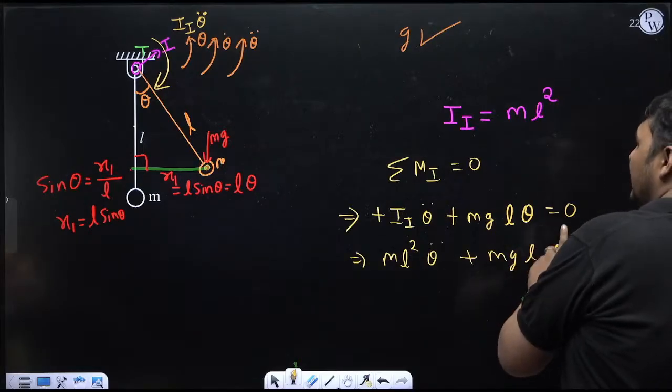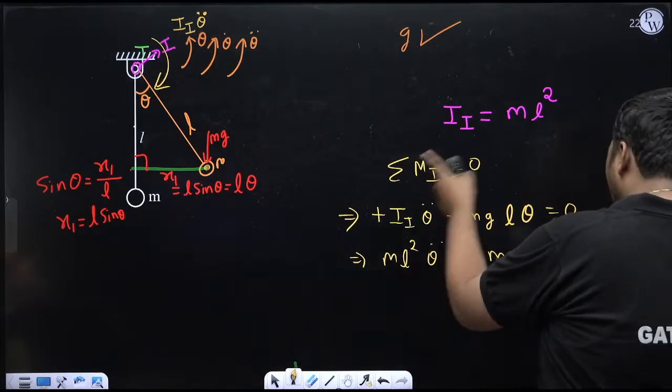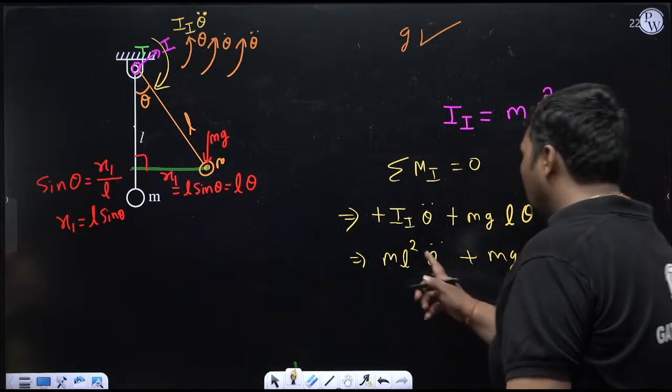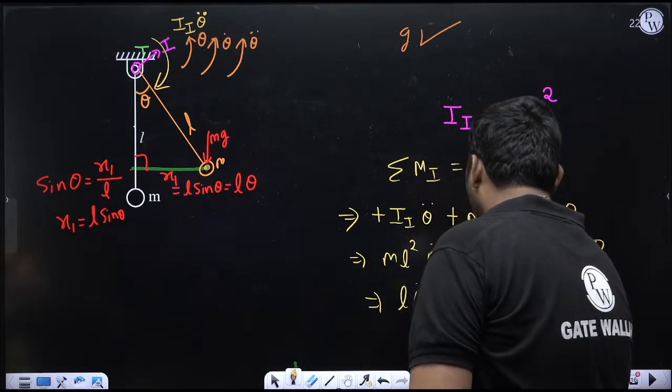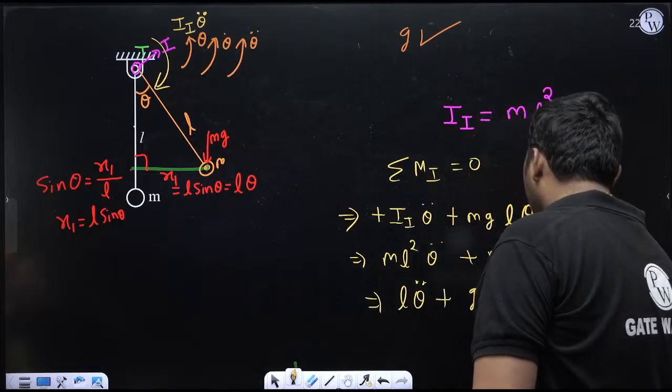Here L is coming. So ultimately, we can take ML common. The common part will come this side. It will become 0. And after taking ML common, here L theta double dot will remain, and here G theta will remain, equal to 0.